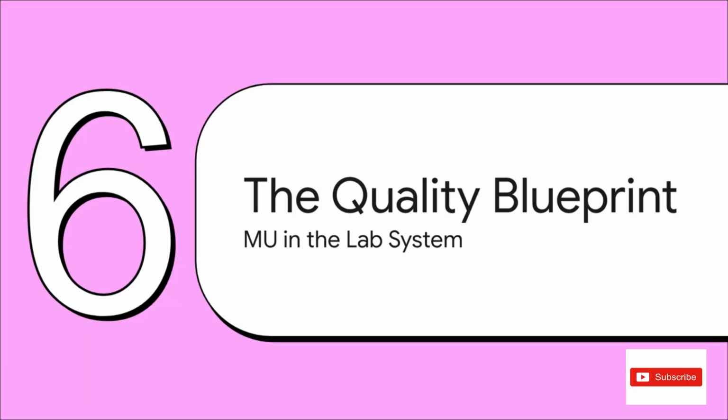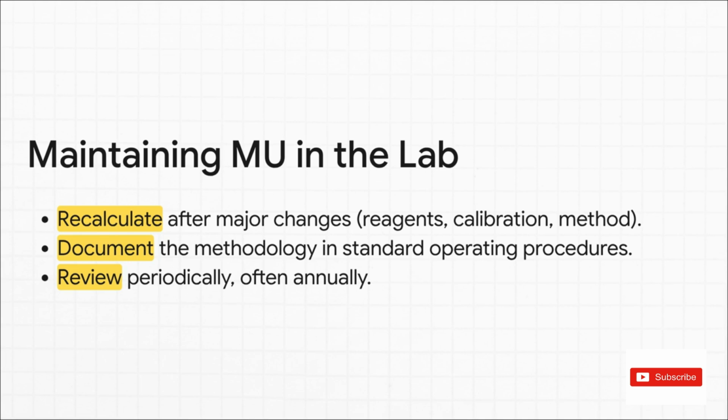This also means that calculating measurement uncertainty isn't something a lab just does once and then forgets about. Nope, it's a living, breathing part of the lab's entire quality system. You see, a lab has to recalculate its uncertainty whenever something important changes, like they get a new big batch of reagents, they recalibrate an instrument, or they tweak the testing method in any way. And the whole process, every step, has to be documented in their official procedures. It's a constant cycle of checking and rechecking.